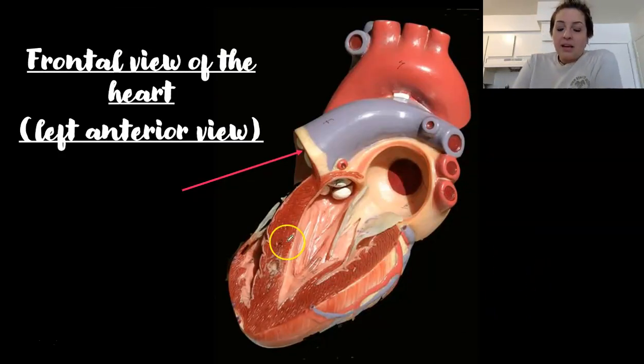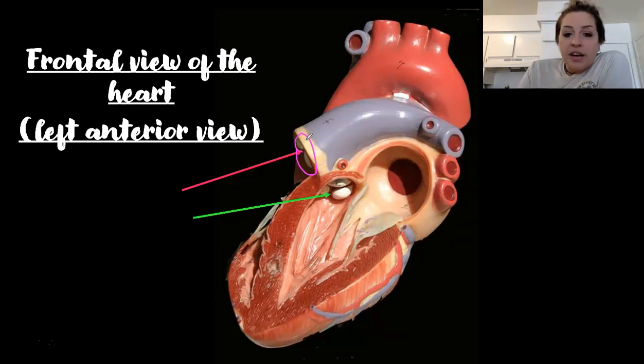Okay, this might be a harder view. This is the anterior view of the heart, but now we're focusing on the left side. So that magenta arrow is pointing to the pulmonary semilunar valve right there. There might be an arrow, but this is your pulmonary artery that's taking deoxygenated blood away from the heart and going to the lungs. This valve right here is your aortic semilunar valve, which will then go into your aorta right here and thus taking blood to the rest of the body.